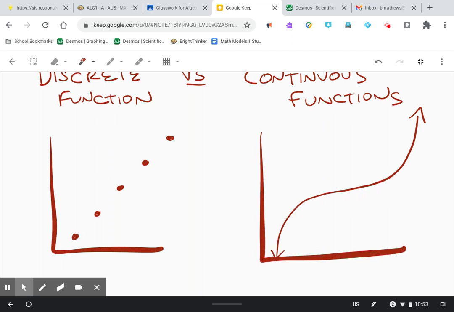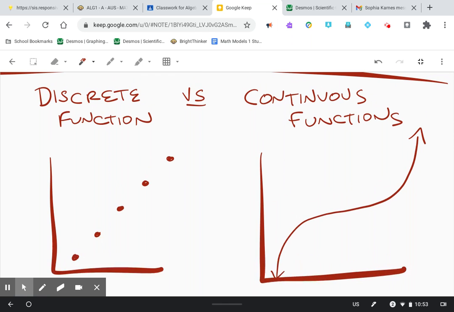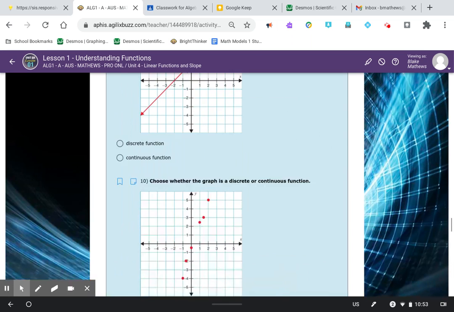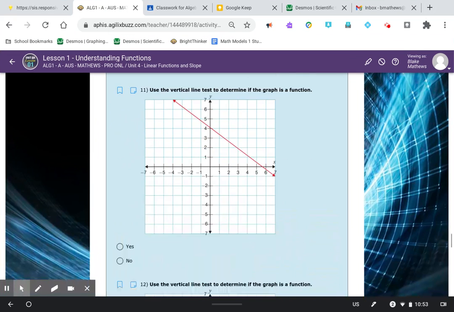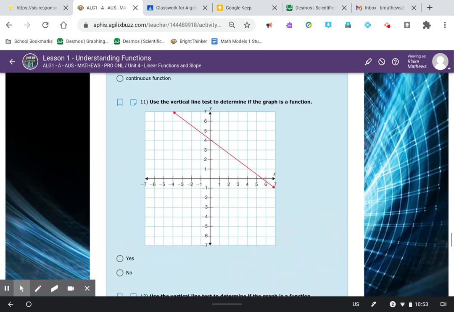That's all you need to know. It can be any shape, but as long as there are just continual values, no gaps in between, that is a continuous function. So that will help you with 9 and 10. Then they ask you about the vertical line test. The vertical line test is very simple.